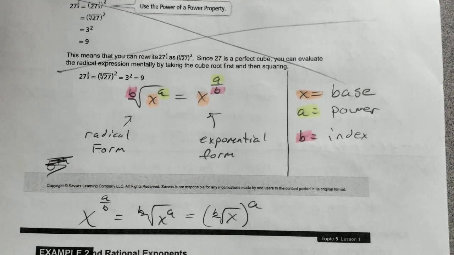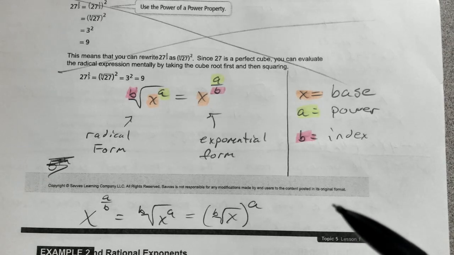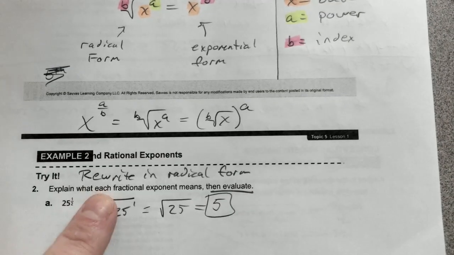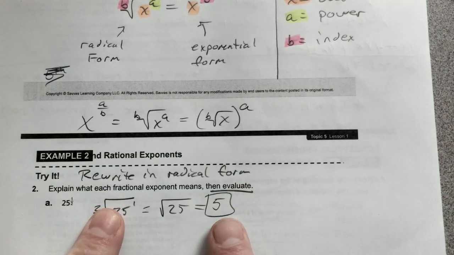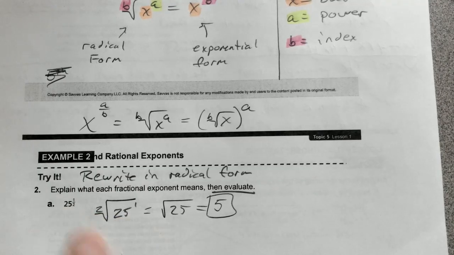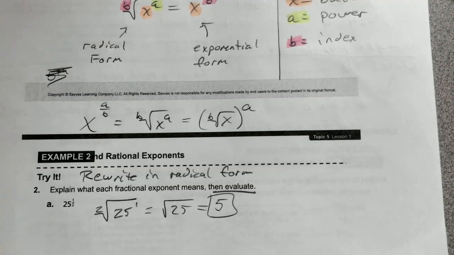My bad, dog. So we're looking at rational exponents and simplifying, rewriting and simplifying rational exponents. Yesterday we took 25 raised to the 1/2 power. 2 is our index, 1 is our power, 25 is the base. Rewriting that as just the square root of 25, we get 5.